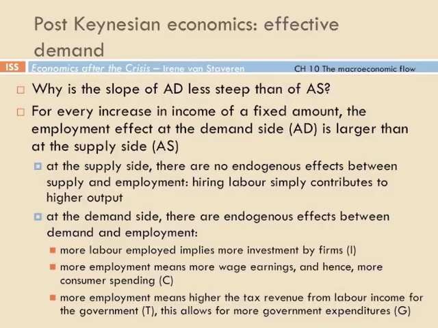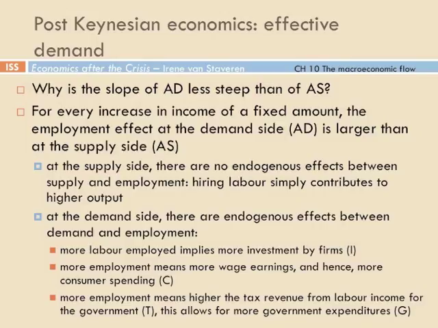A little technical question. Why is the slope of aggregate demand less steep than the slope of aggregate supply? For every increase in income of a fixed amount, the employment effect at the demand side is larger than the employment effect at the supply side. Because at the demand side we have endogenous effects between demand and employment. More labor employed implies more investment by firms.